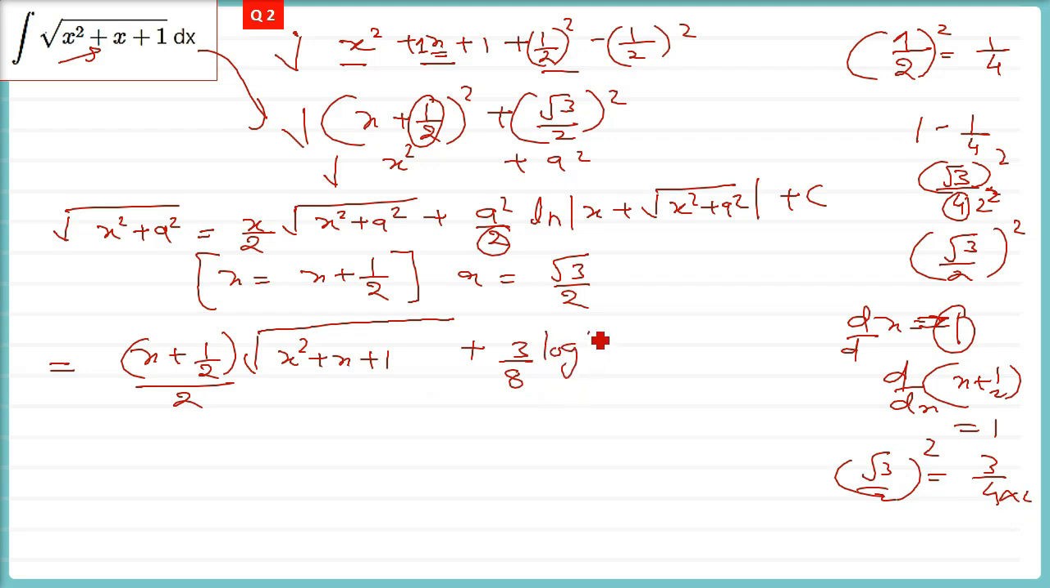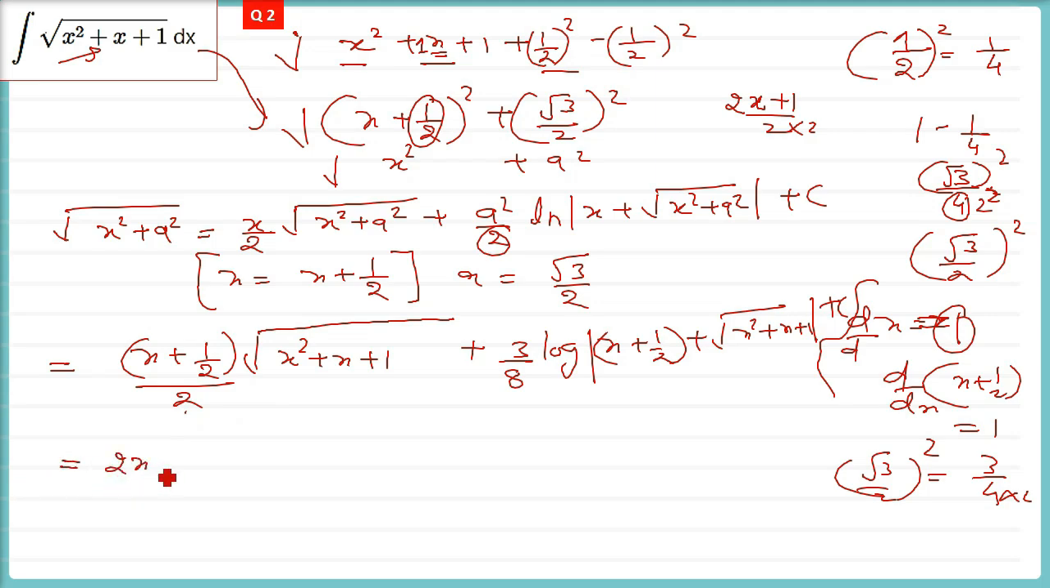Then take the log, then the modulus, x plus half whole square, because x is x plus half. And again under root x square plus a square, don't have to worry about anything, just write x square plus x plus 1 in this place. And plus a constant of integration. You can also simplify it more, because writing x plus half is not seen as that simplified. So you can write it as 2x plus 1 by 2. 2 is already there in the denominator. So it will form 4.